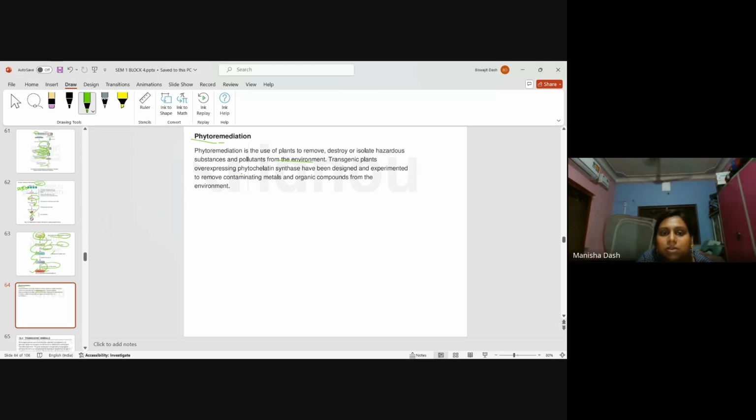So transgenic plants overexpressing phytochelatin synthase have been designed and experimented with to remove contaminating metals and organic compounds from the environment. Let's say there is a mining area heavily contaminated by heavy metals like lead, mercury, etc. Now you have designed a plant that contains the gene phytochelatin synthase. When the plant takes up this heavy metal, the enzyme can fix these compounds into its leaves or somewhere, and when that plant is killed, the environment is free from this pollutant. Or sometimes the plant can also release them into the environment in other forms as byproducts, like gases. That is how a polluted environment is cleaned by the use of transgenic plants.